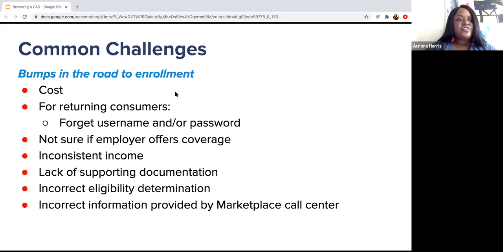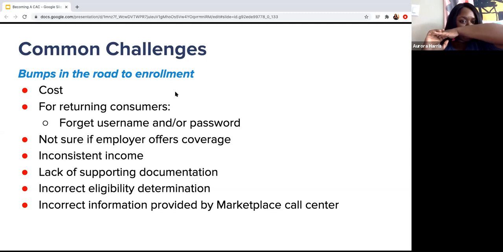For returning customers, let's say you have someone who got help last year, and now they found you and want help this year, they probably forgot their username and password. This happens a lot. They just forgot their healthcare.gov username and password, so you have to help them get into their account. Another big challenge is they're not sure if their employer offers coverage, and that's one of the questions on the marketplace application, so they have to go and figure that piece out.